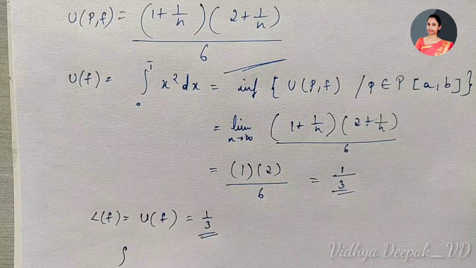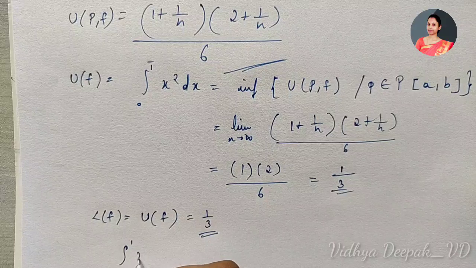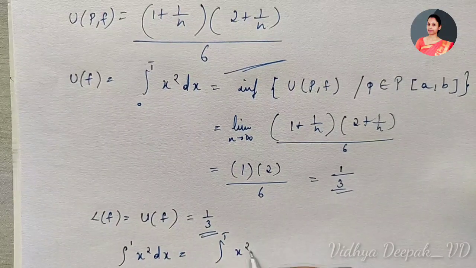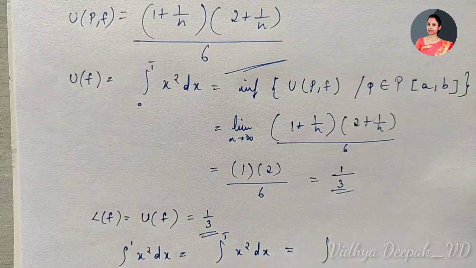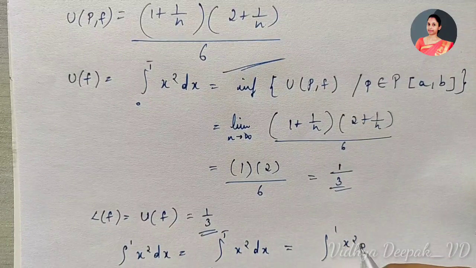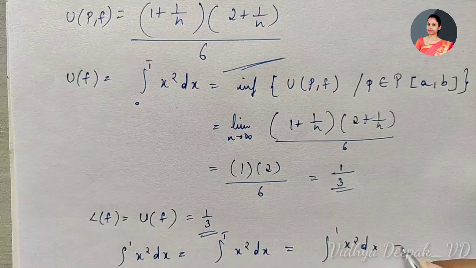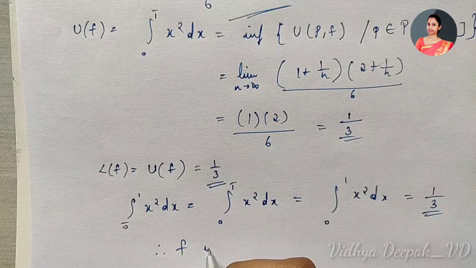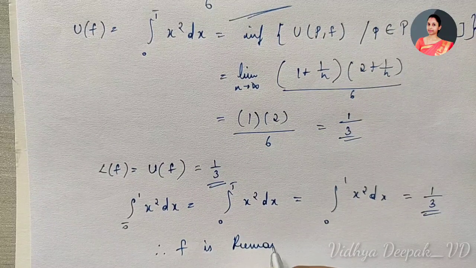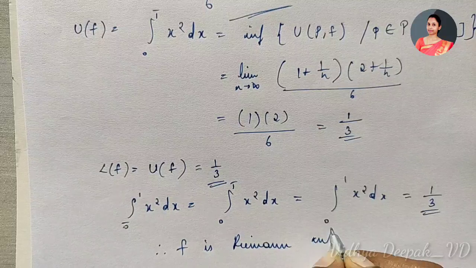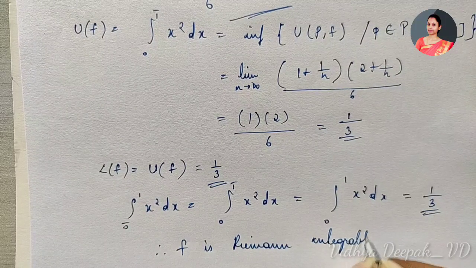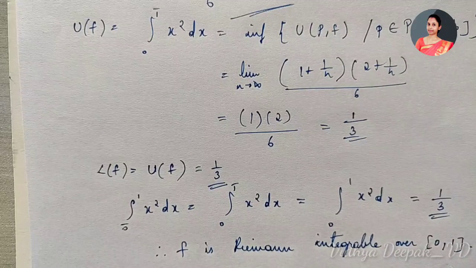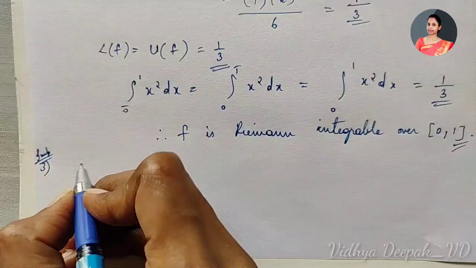So we can write that the integral 0 to 1 of LF x square dx is equal to UF x square dx is equal to integral 0 to 1 x square dx, that is, it is completely integrable. Therefore F is Riemann integrable over the given interval 0, 1. Let's get into our next question.